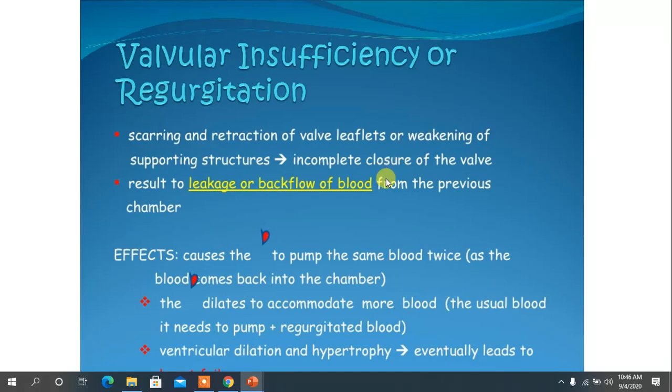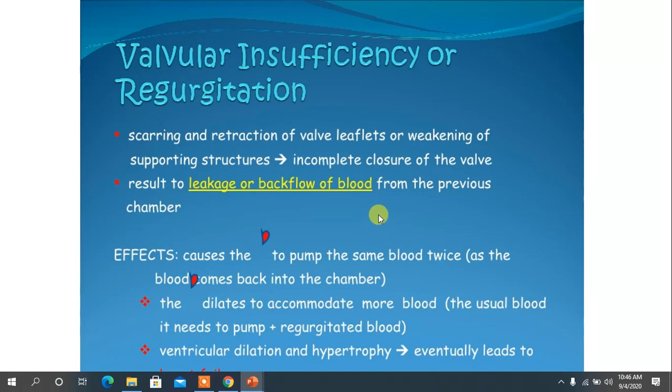So if there is regurgitation of the aortic valve, for example, then the blood will come back during ventricular diastole from the aorta into the left ventricle. Now this blood has to be pushed again by the ventricle into the aorta, and with the passage of time it will accumulate in the left ventricle, and the left ventricle will hypertrophy and there will be failure also due to the aortic regurgitation.